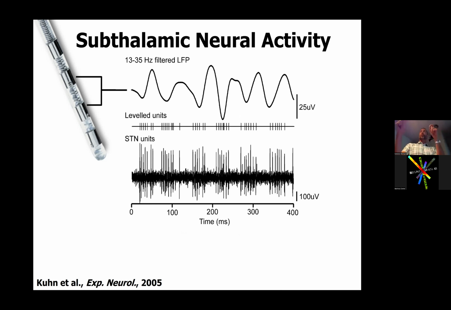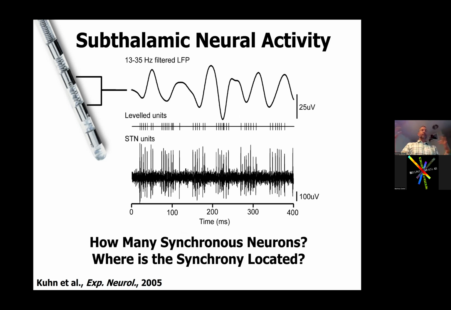You could record from individual units with a microelectrode next to your deep brain stimulation electrode. You could line things up, but we're not really able to answer the questions of, well, how many synchronous neurons are we talking about? Are we talking about 10? Are we talking about 10,000? Are we talking about 100,000? To me, that's an interesting science question.